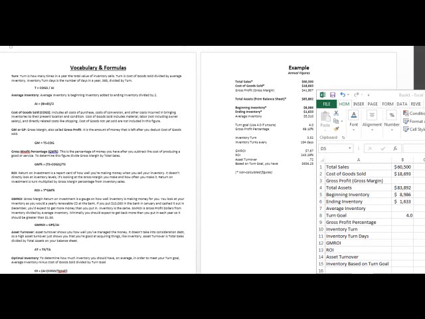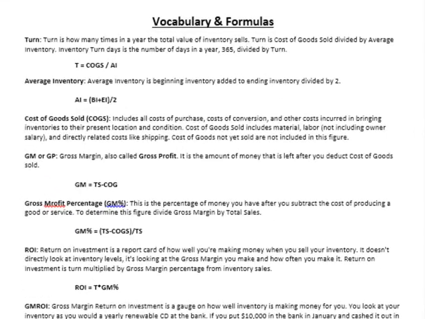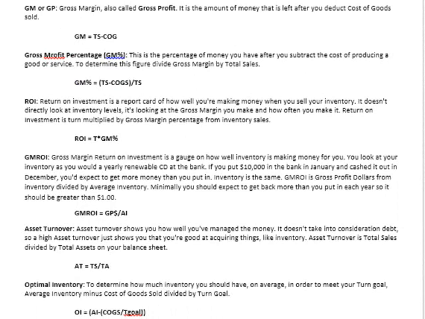Today we're looking at GMROI and other formulas that deal with inventory measurement in retail environments. Hopefully you've downloaded the handout that I put together, and the first page talks about vocabulary and the different formulas that we will be using as we put our formulas together. They look more intimidating than they are, at least I hope that's how you'll see them.